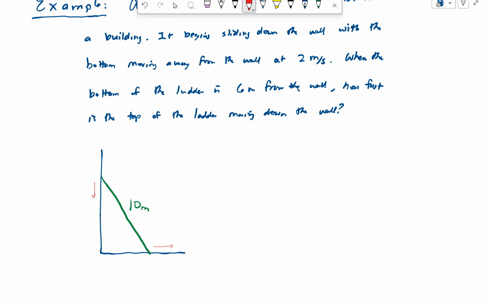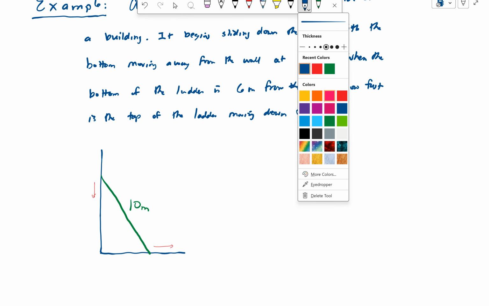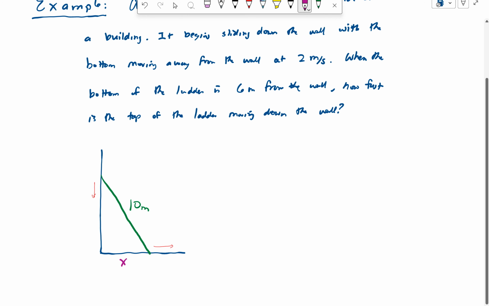Okay. Now let's go ahead and label. We have two things that are changing here as this moves along. We have this part down here is changing. So as the ladder moves down, x is getting bigger. As the ladder moves down, y is getting smaller. And what we're given in the problem is the bottom of the ladder is moving away from the wall at 2 meters per second. So that means dx/dt is equal to 2 meters per second.